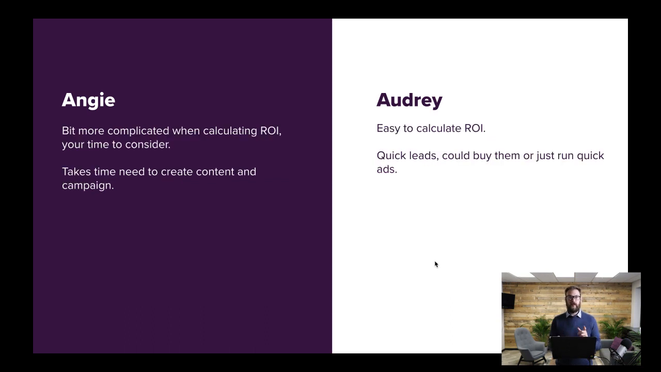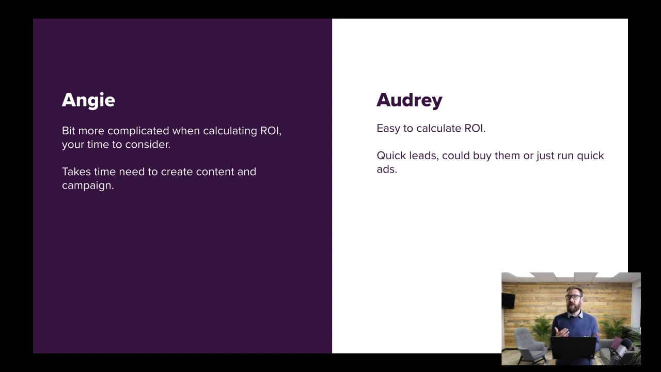Okay, so pros and cons. To get Angie as a customer, it's a bit more complicated when calculating your return on investment, because this has happened over a couple of weeks. You've spent time creating content, written content, video content, and you've also set up a campaign that's not totally complicated, but you've had to invest some time in creating an advertising campaign that isn't just one advert. And then Audrey, on the other hand, is really easy to calculate the return on investment, because it is just either throwing ads and getting leads straight away, or buying those leads in. You know the cost per lead, and then you can calculate your cost per sale.